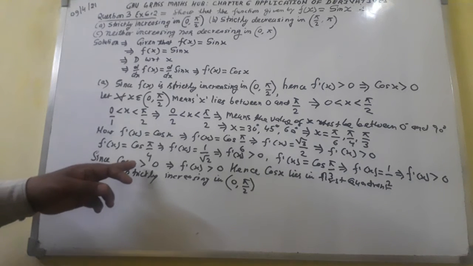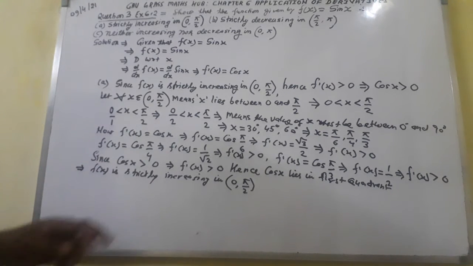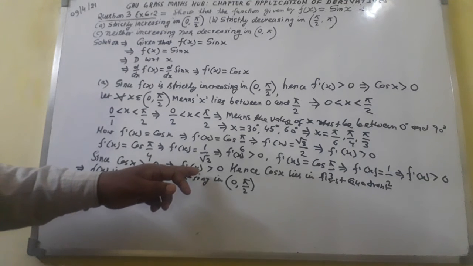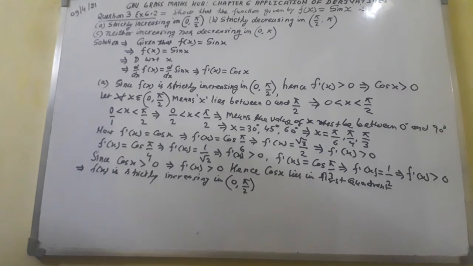Since cos x is greater than 0, f dash x is greater than 0. Hence cos x lies in first quadrant. f of x is strictly increasing in open interval 0, pi by 2. This is the proper explanation of question number 3, exercise 6.2, solution of part A.